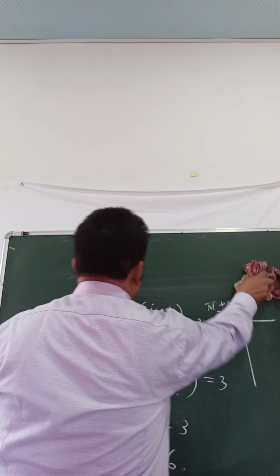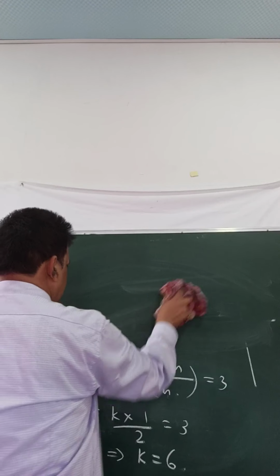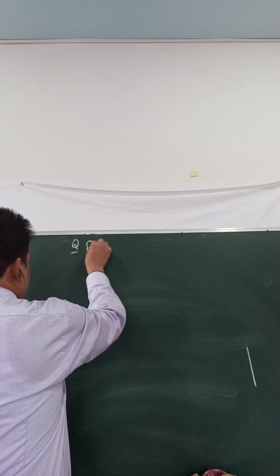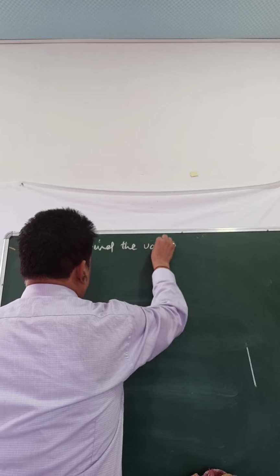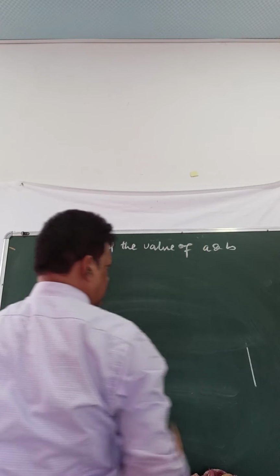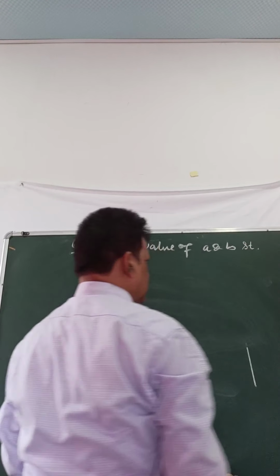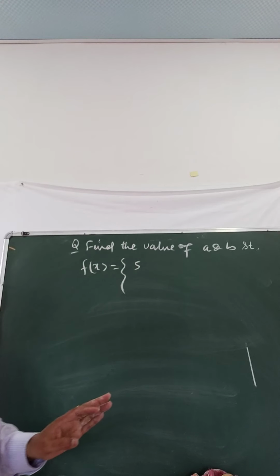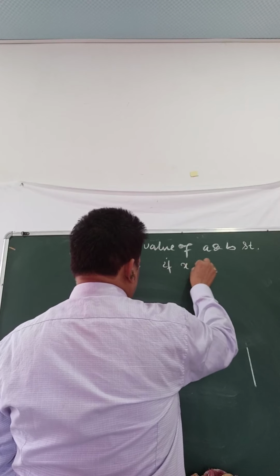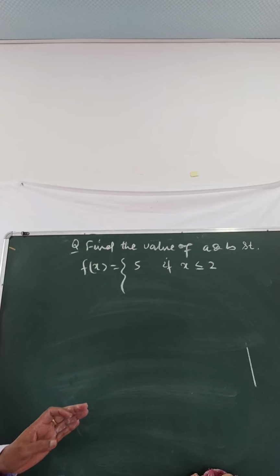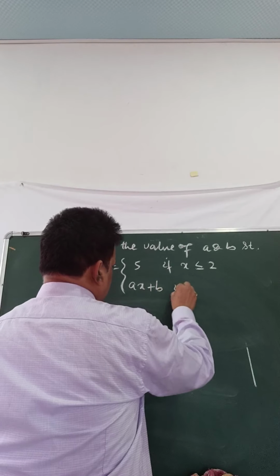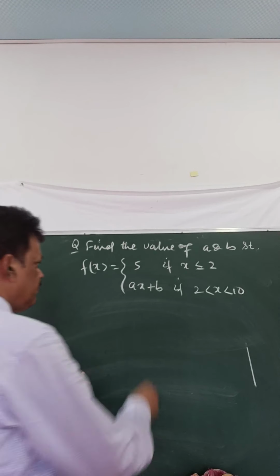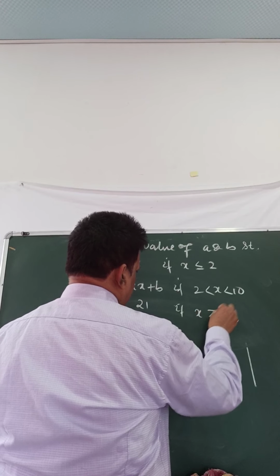Okay, let's see another question, a similar pattern of question. Find the value of a and b such that f(x) equals 5 if x is less than or equal to 2, then ax plus b if x lies between 2 and 10, then 21 if x is greater than or equal to 10.